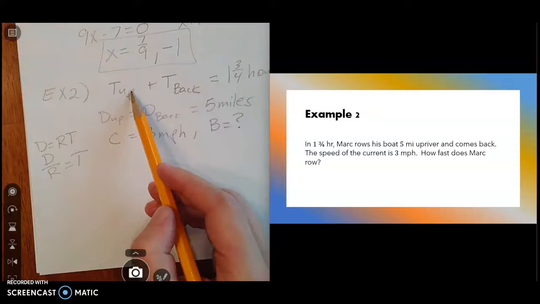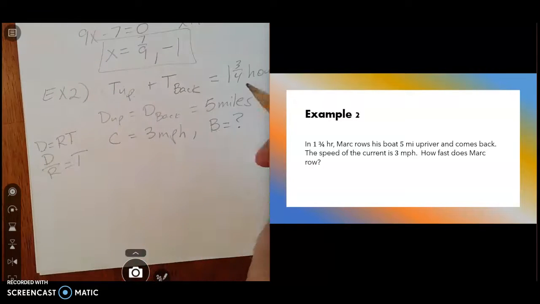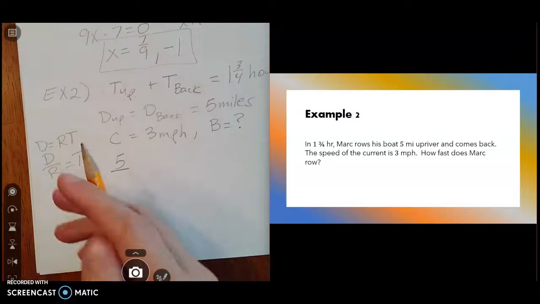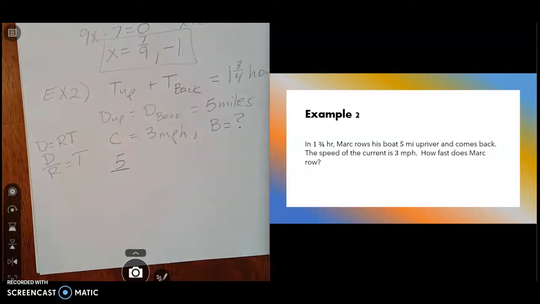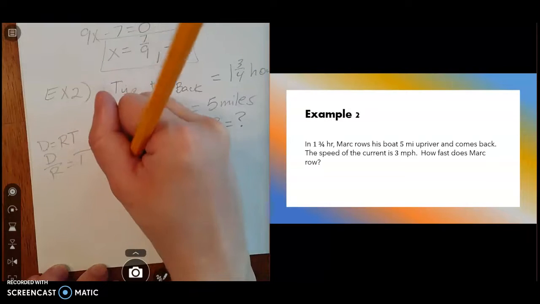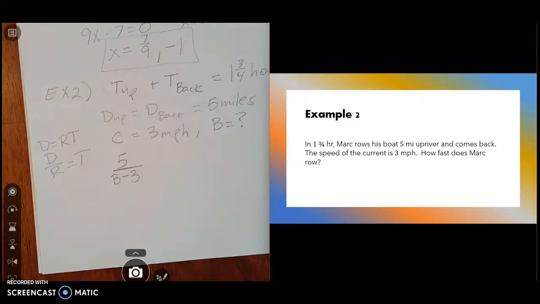And so what I'm going to do is I'm going to substitute for the time up as the distance up, which we know is 5 miles, over the rate. If he's going upstream, that means the current is working against him. It's slowing him down. So his speed would be his boat's speed minus the current, which is 3. That's going to be his rate as he goes upriver.